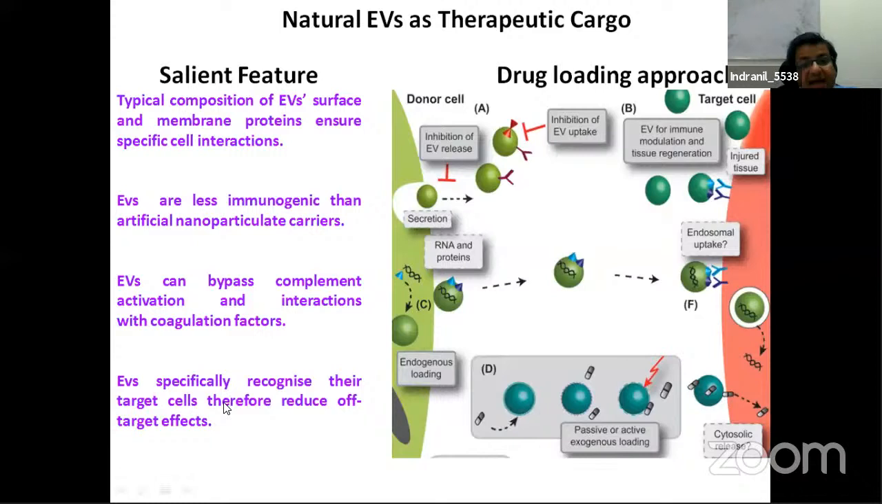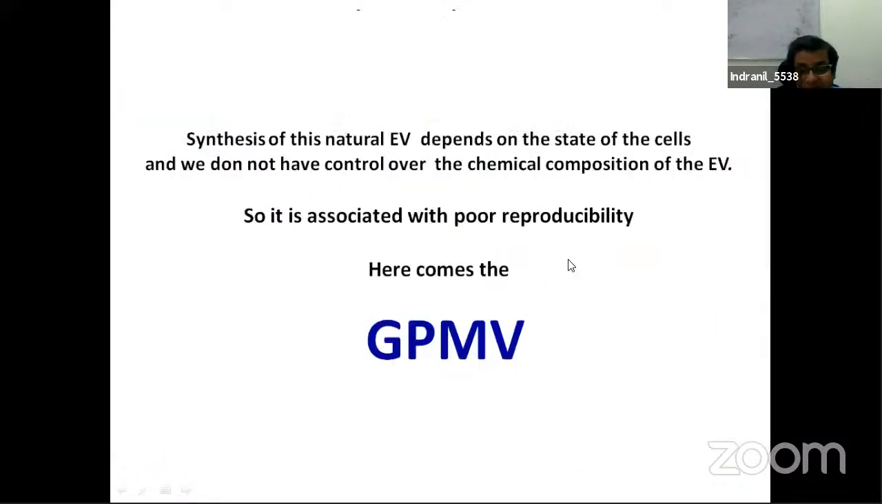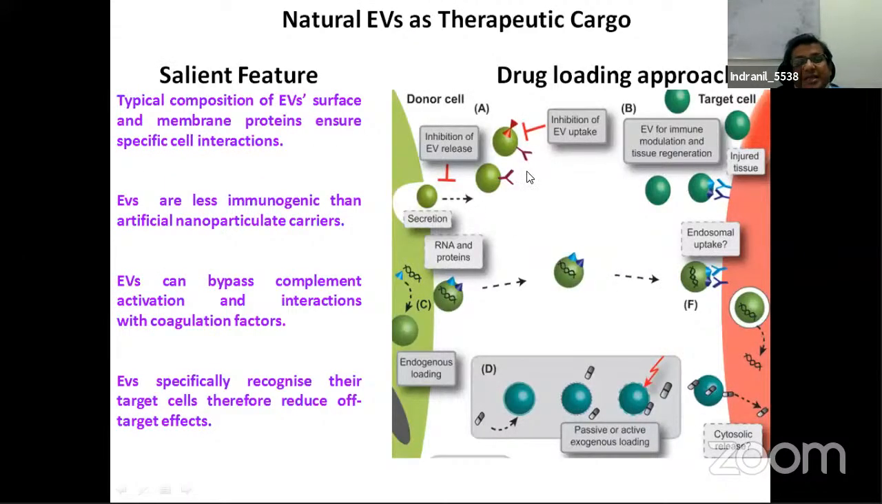And then, as I mentioned earlier, they recognize their target cells. As they can recognize the target cells, there is a reduction in off-target effects. Now, when you use these membrane vesicles, nowadays two different drug loading approaches are used. One is known as exogenous and the other is the endogenous approach.